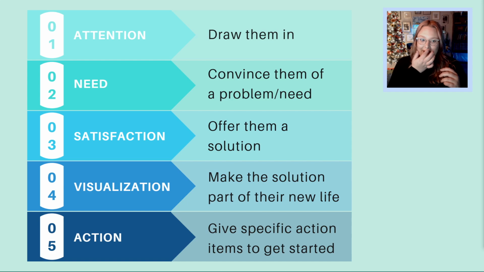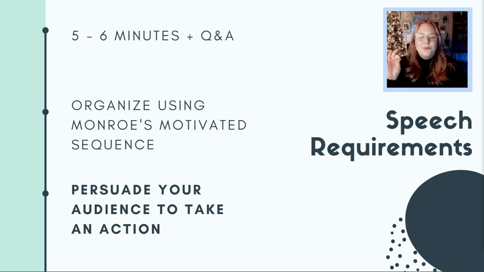So again, just as a reminder, we are using the 5 steps of Monroe's motivated sequence to organize our speech this round. But what's the speech? I am so glad that you asked. So we will be delivering 5 to 6 minute persuasive speeches, and your goal here is to convince your audience members to take some kind of action or make some kind of behavioral change in order to solve a problem or fulfill a need. Hopefully that sounds familiar.